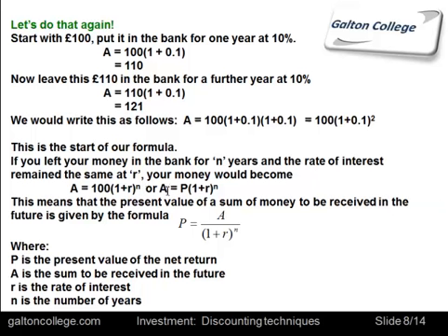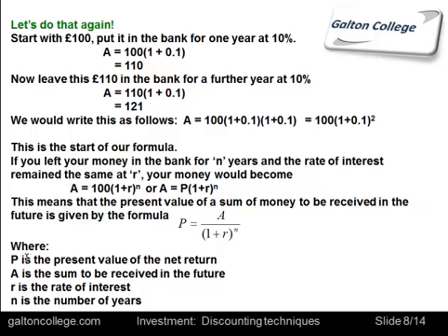Or, if you like, A equals P times (1 plus R) to the power of n. And that's our general formula for any number of years. This means that the present value of a sum of money to be received in the future is given by the formula that. If you look at this formula up here, if we divide the right hand side by (1 plus R) to the power of n, then we must divide the left hand side by (1 plus R) to the power of n. So A divided by (1 plus R) to the power of n is equal to P.